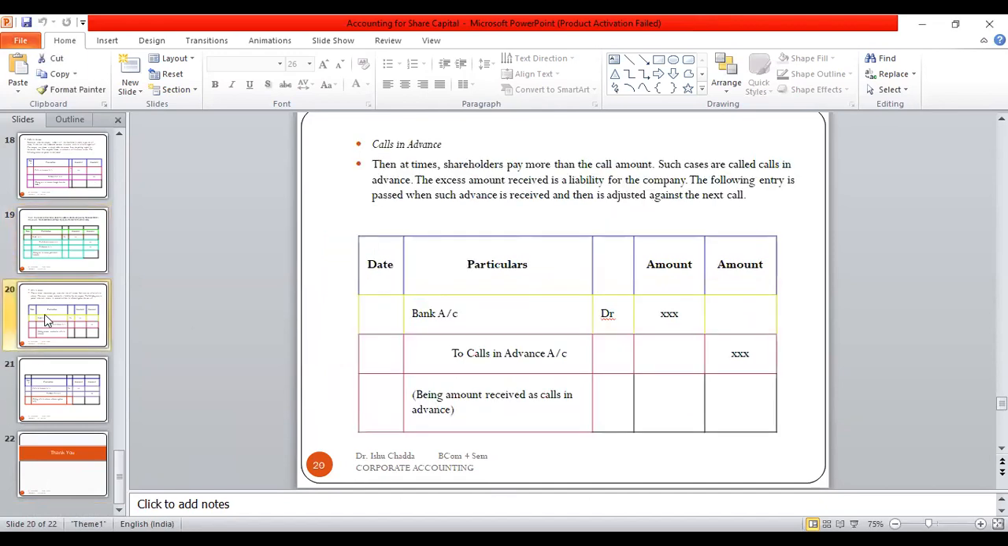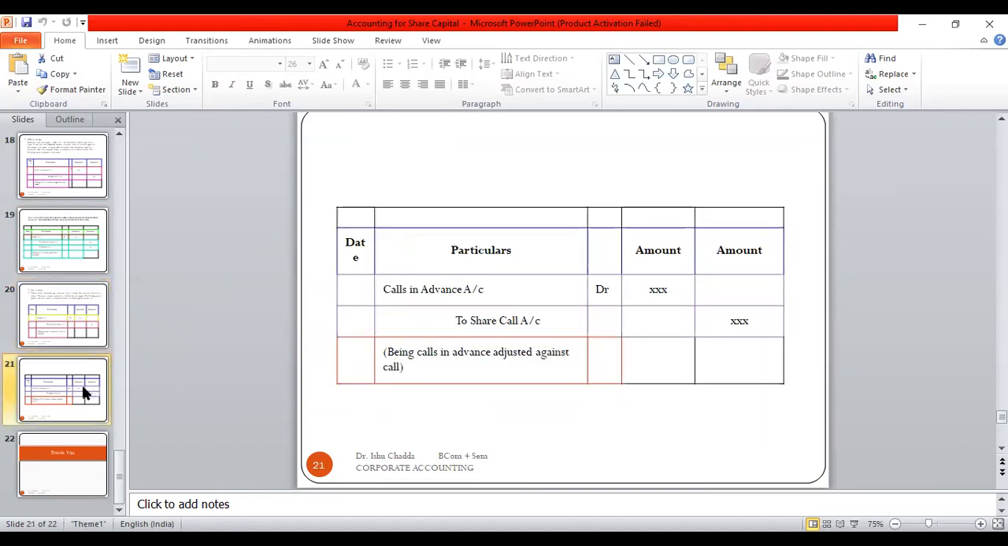Next is calls in advance. Sometimes shareholders pay the call in advance. As we made the entry for calls in arrears, in the same way we have to make the entry for calls in advance. The excess amount received is a liability for the company. The following entry will be passed: bank account debited to calls in advance, because they have received the money from the shareholders. The next entry will be calls in advance account debited to share call account, when the call is made against the advance received. So that is for today. Thank you.